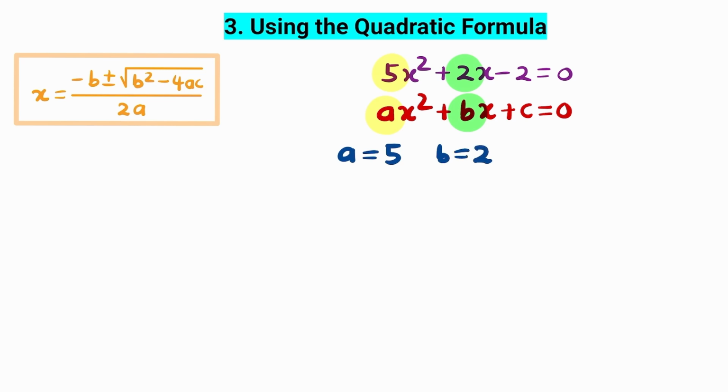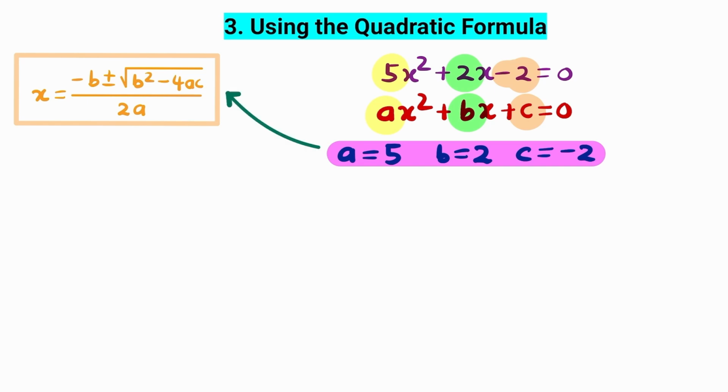And then finally, c is the non-x term of the equation. In our example equation, what is the non-x term? It is not plus 2, it is minus 2. c is equal to minus 2. Now that we have identified the values of a, b and c, we have to apply those values into the quadratic formula in order to get the solutions for x.